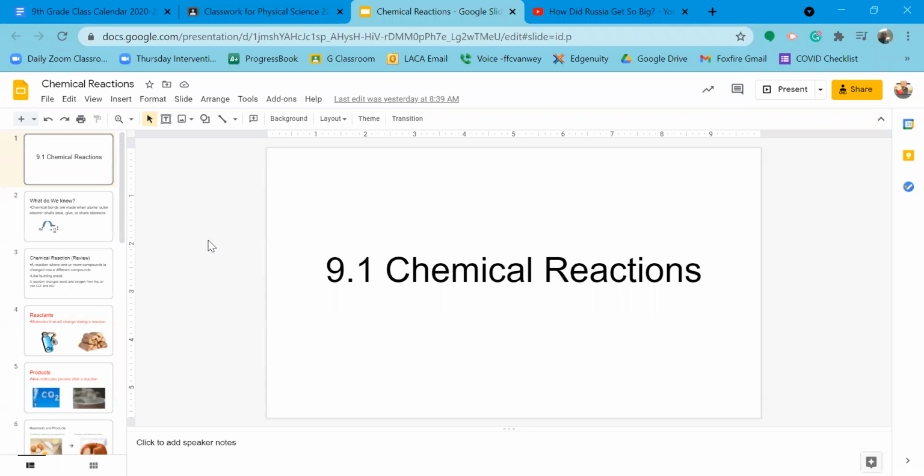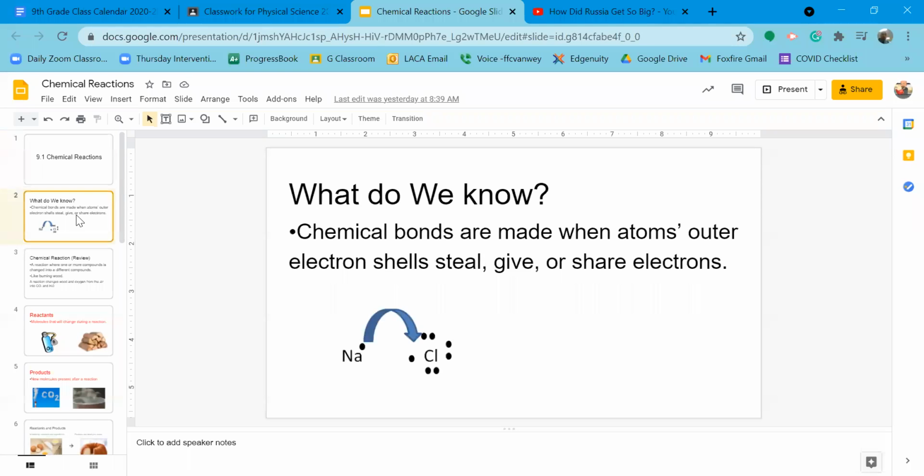Okay, guys, so we're going to talk about 9.1. This talks about the reactants and the products that are in chemical reactions, and we'll see what that means here pretty soon. So just to back up really quick, what we know is that chemical bonds happen when atoms share or steal or give electrons, and it changes the way that they act magnetically, the way they magnetically attach with electromagnetic force.